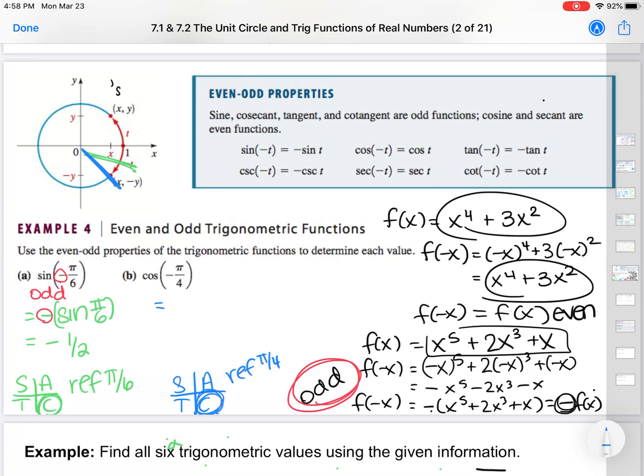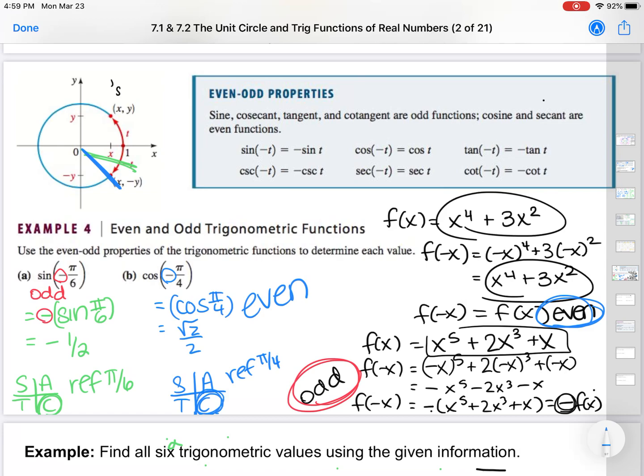So really I'm just saying, okay, whatever pi over 4 is, cosine of pi over 4, that'll give me the same answer. Cosine of pi over 4, I put my middle finger down, so that gives me root 2 over 2. And it's positive. So the answer to cosine of negative pi over 4 is exactly the same as positive cosine of pi over 4. It's the same. Plugging in the negative doesn't change it. That makes it an even function.